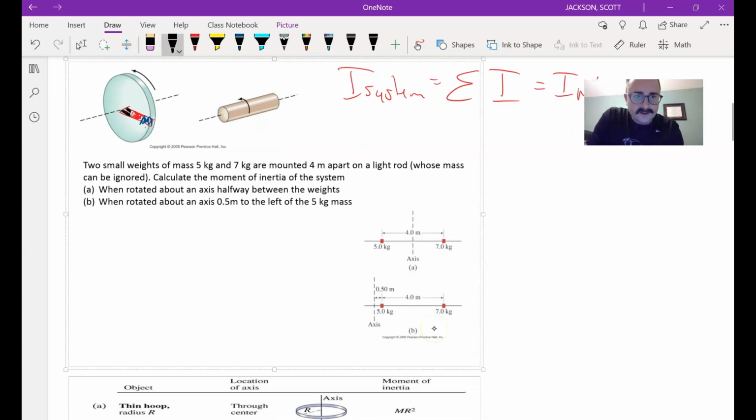So we want to find the I of a system. Two small weights are mounted. Calculate the moment of inertia of these two systems. So I of the system equals I net. This is my axis of rotation. This is my R for that one, and this is my R.